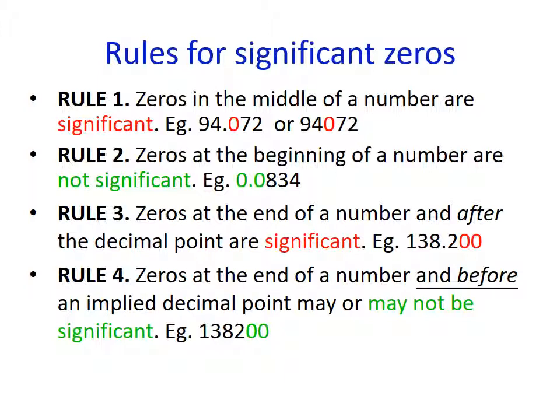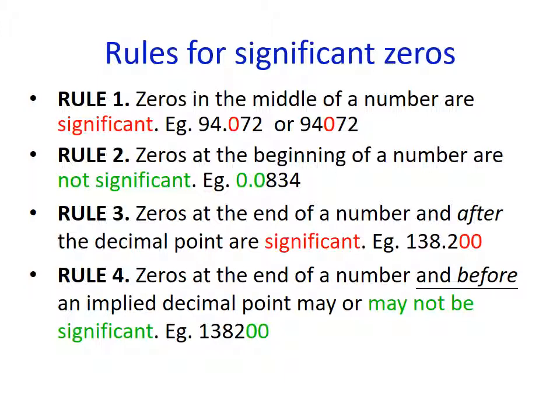Okay, it's also important to consider significant figures and the idea of significant zeros. This will also be important for those taking physics. Rule 1, zeros in the middle of a number are significant. So in 94.072, the zero is significant. Rule 2, zeros at the beginning of a number are not significant. So those 0.0 in green there are not significant, whereas 834 are significant. Rule 3, zeros at the end of a number and after a decimal point are significant.